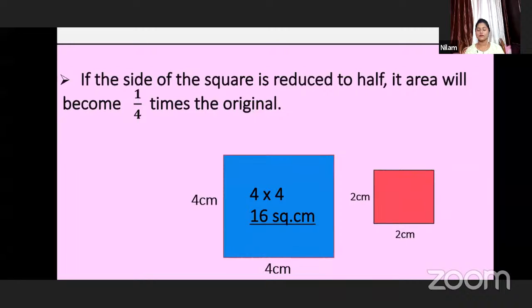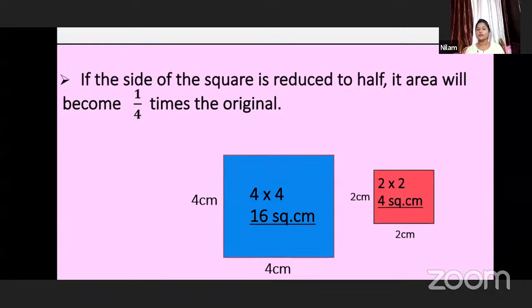The area of the pink color square is 4 square centimeter. The first area of the square was 16 square centimeter, and as we have reduced the side to 2 centimeter, that means exactly half of the 4 centimeter, then the area is 4 square centimeter. See, it has 4 square centimeter.